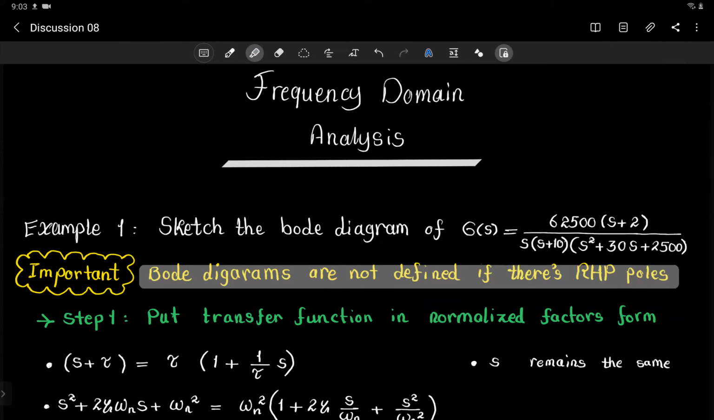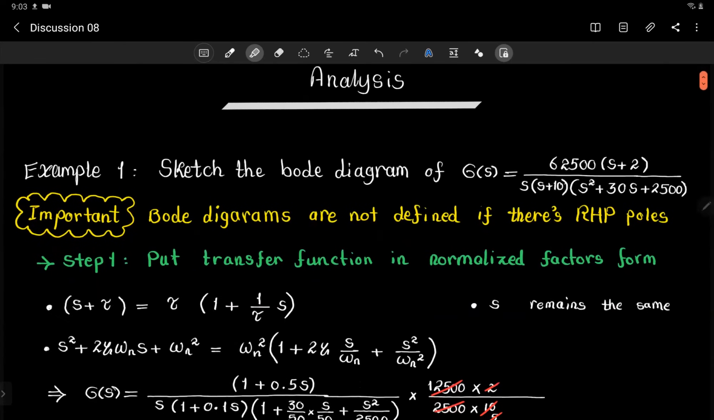If you give MATLAB something that has an unstable pole, it's going to give you a plot, but that plot does not make any sense, and we cannot use it for analysis. Okay, so I just want to emphasize that Bode plots are defined for systems that do not have right half plane poles.